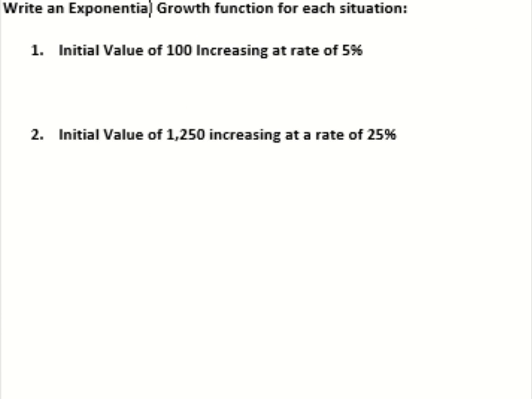I'll do one more example with you, and then I want you to try the second one on your own. If I want to write an exponential growth function for each situation, initial value of 100. So there's that first value. Increasing at a rate of 5%. So that's 1 plus 5%. Well, 5% is 0.05. So that means I'm going to have times 1.05, and that's to the power of x. So there's an exponential growth function increasing at a rate of 5%.